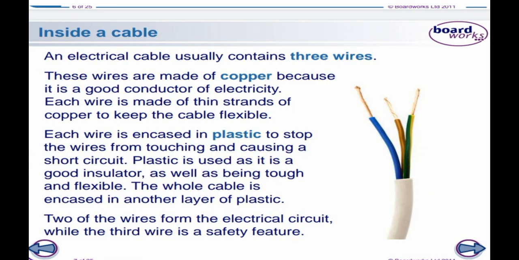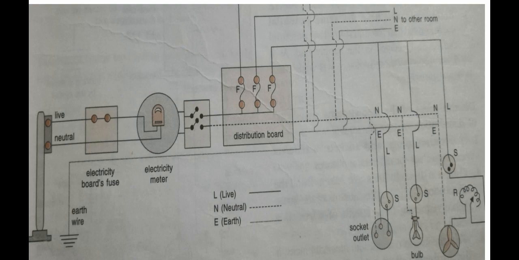These are the three cable wires which you can see in the plastic case. A red color wire is called the live wire, a blue color wire is called the neutral, and a green color wire is called the earth wire. This is the domestic electrical circuit which will be there in our homes.